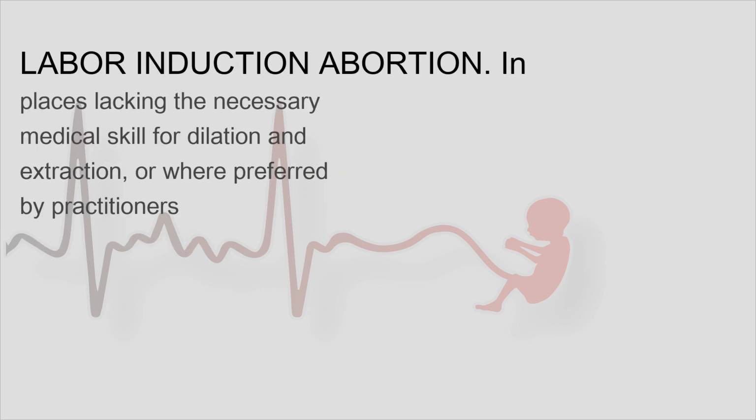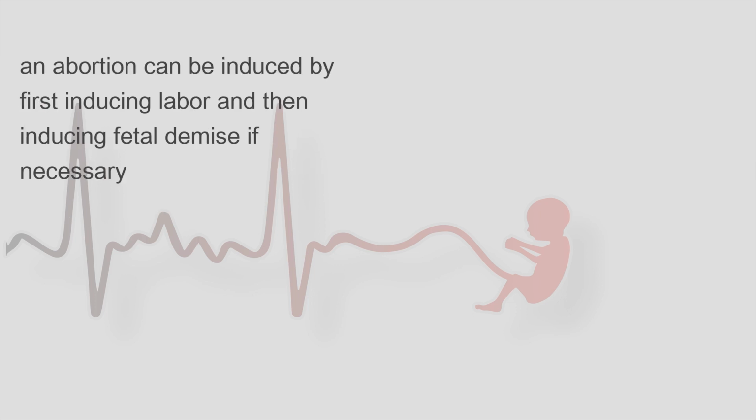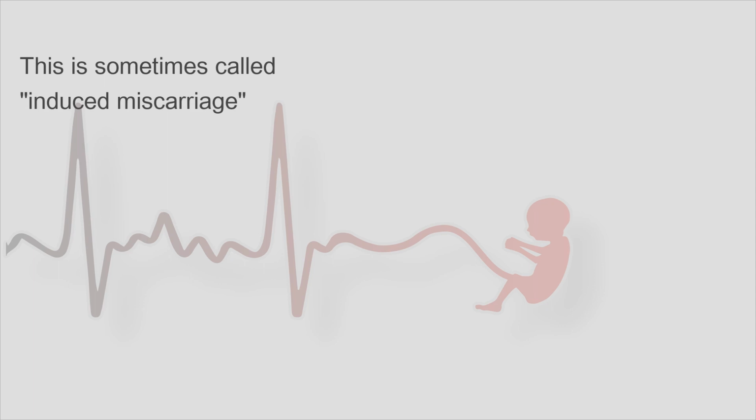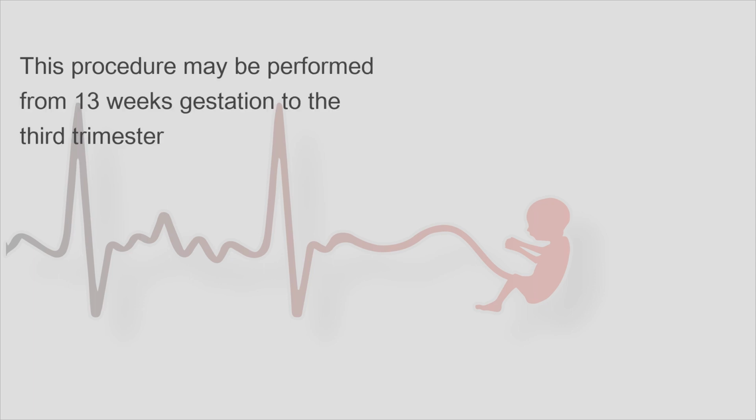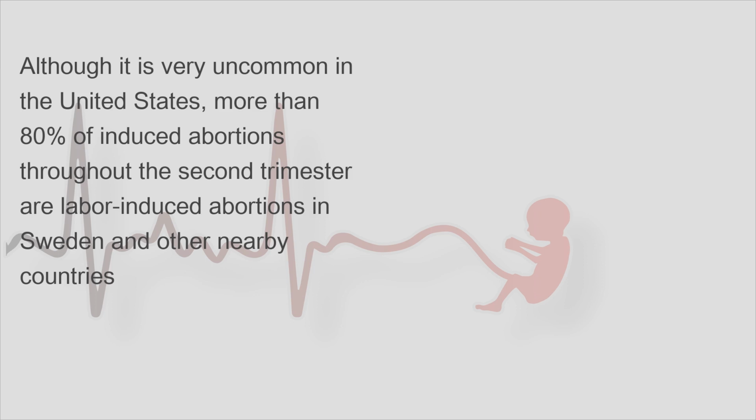Labor induction abortion. In places lacking the necessary medical skill for dilation and extraction, or where preferred by practitioners, an abortion can be induced by first inducing labor and then inducing fetal demise if necessary. This is sometimes called induced miscarriage. This procedure may be performed from 13 weeks gestation to the third trimester. Although it is very uncommon in the United States, more than 80% of induced abortions throughout the second trimester are labor-induced abortions in Sweden and other nearby countries.